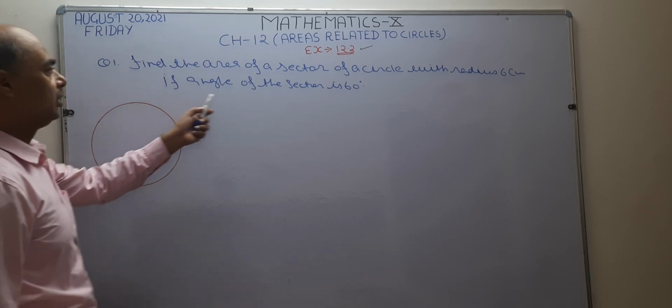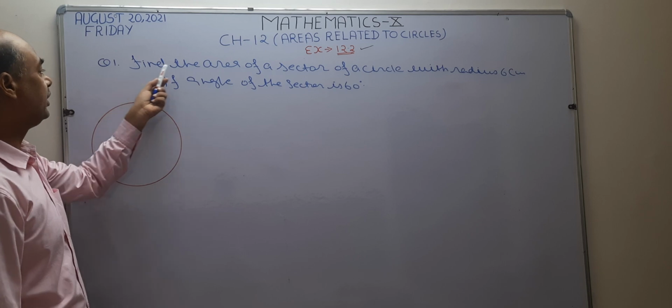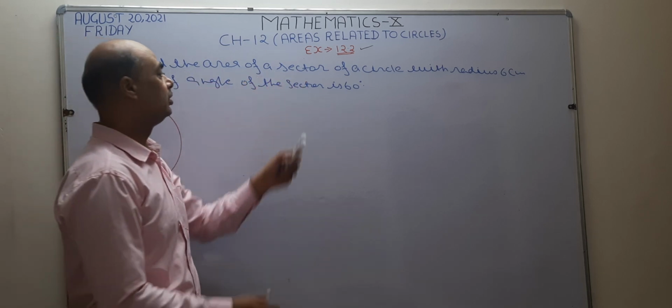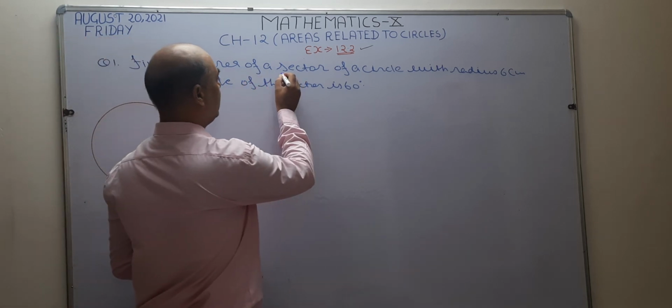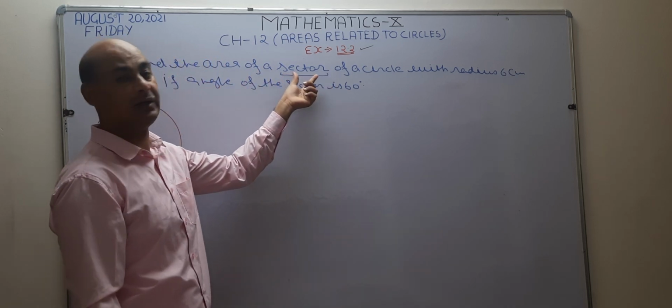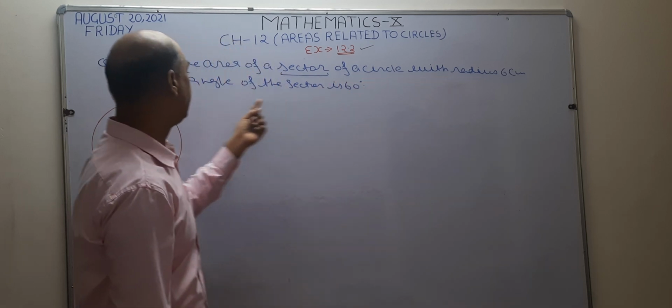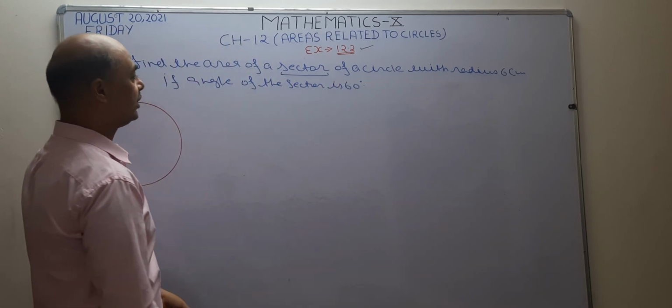Now we are going to start our exercise 12.2. See, first question, what is given? Find the area of a sector. In this question, we are going to find the area of sector. Only sector is given. It means we are going to find the area of minor sector, of the circle with the radius 6 centimeter and angle of sector is 60 degree.